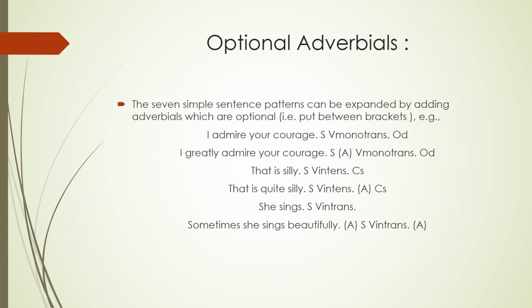The last sentence is she sings. This is a sentence that belongs to pattern number 7 because we have subject plus intransitive verb. I can expand the sentence by adding 2 adverbials. In fact, I can say, for example, sometimes she sings beautifully. So you see here, sometimes is an adverb that is added to the sentence, so it is optional. We put it between 2 brackets. Then she is the subject, sings the intransitive verb, and beautifully also is an optional adverbial.